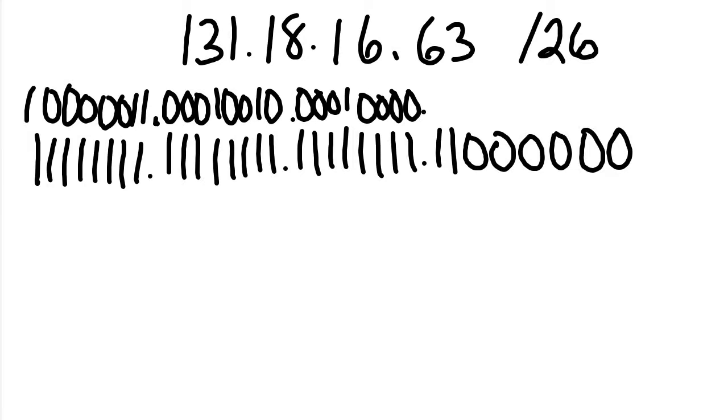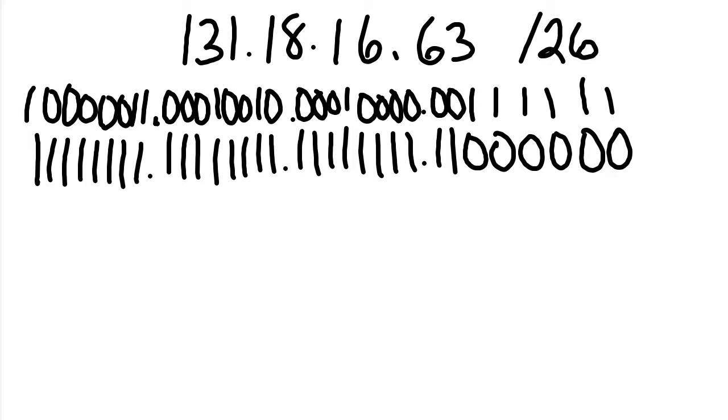If I'm going to put a 63, I don't have any 128s. I don't have any 64s, because 63 is just under 64. I've got all the rest of them. Okay, so that's what my IP address looks like in binary.